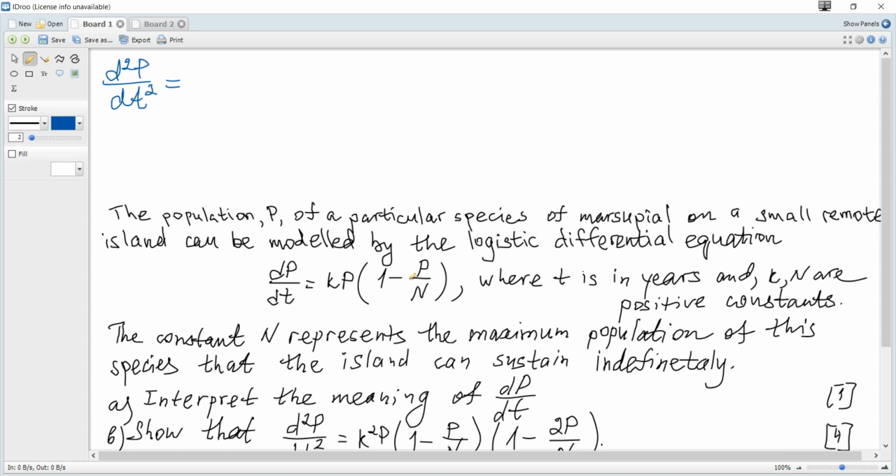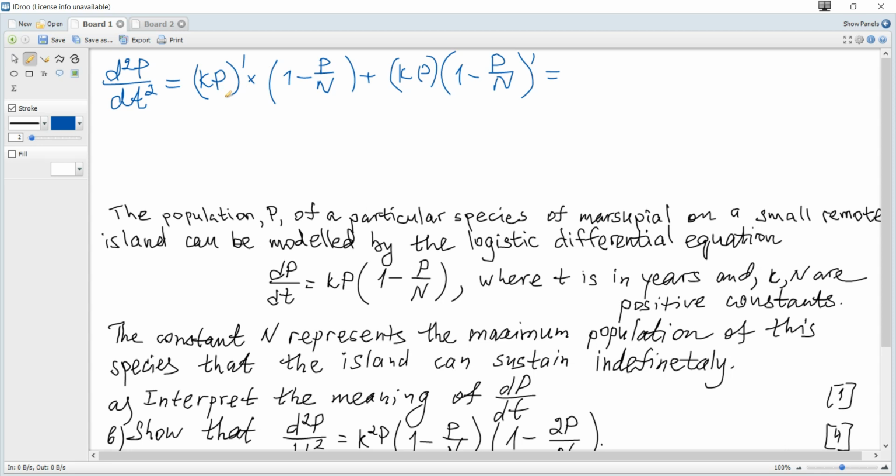The formula is given in the data booklet: for a product UV, the derivative is U' times V plus U times V'. So for this problem, it becomes Kp derivative multiplied by just 1 minus P over N, plus Kp multiplied by the derivative of 1 minus P over N. Let's just find the derivatives. Kp derivative: K is a constant, and the derivative of a constant multiplied by a function is the constant multiplied by the derivative of the function.